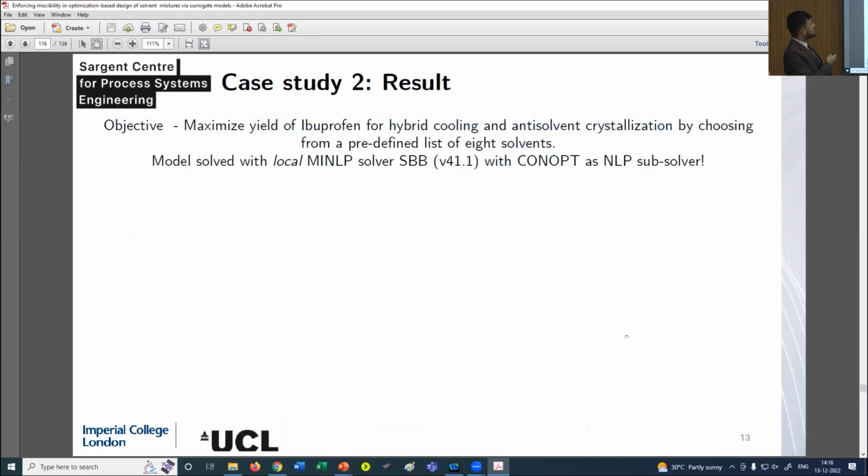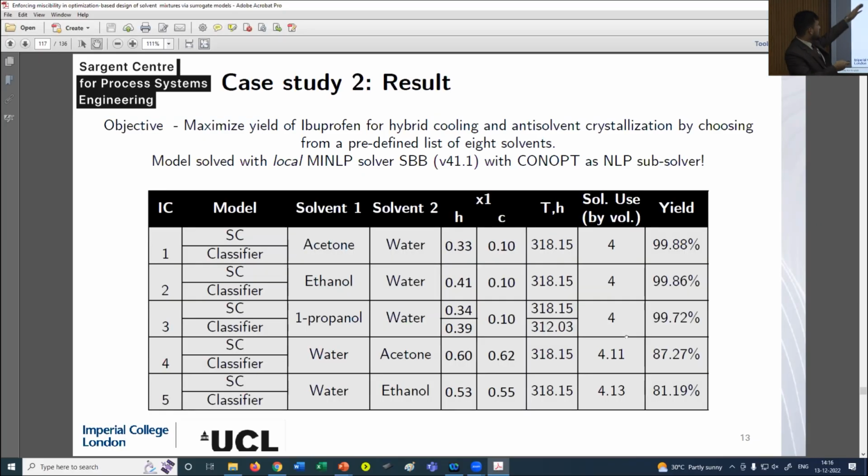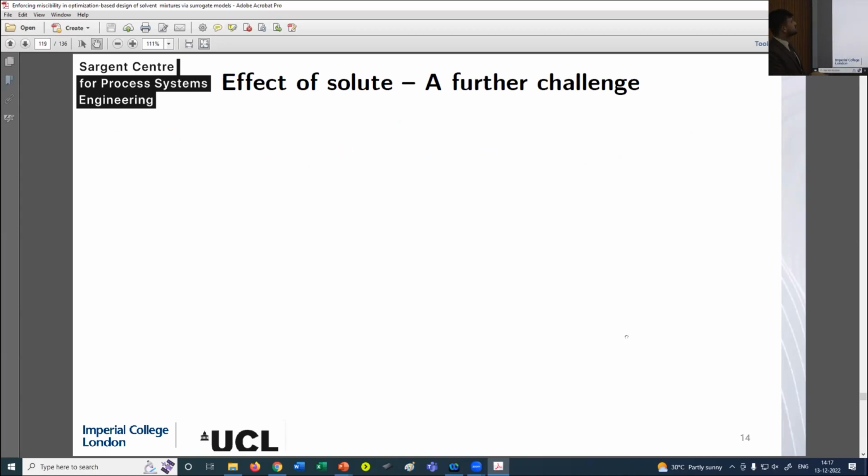So now looking at the results, in this case, we could not solve this model to global optimality with SCIP because it took really long and it did not converge. So we just used a local solver for SVB with CONOPT as the subsolver. And here are the 5 promising solvent blends that we obtained. So SC represents the sufficient condition and classifier is the classifier embedded model. And we can see we obtained the same set of promising solvent mixtures in this case with very high yields. The only slight difference being some difference in the process conditions for one propanol water mixture that we got, but the yield is the same.